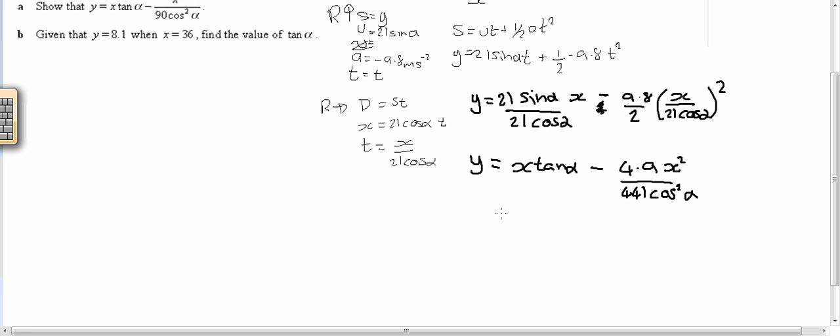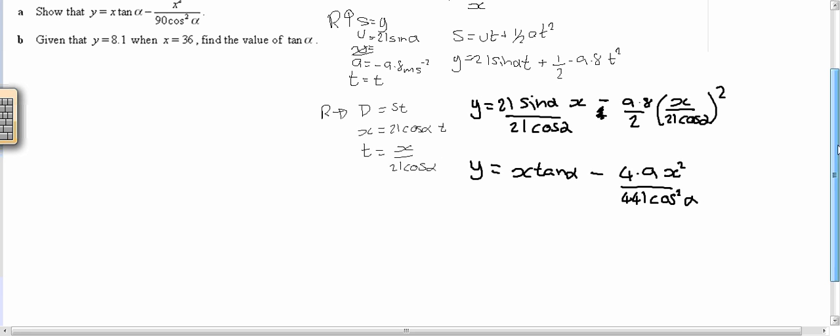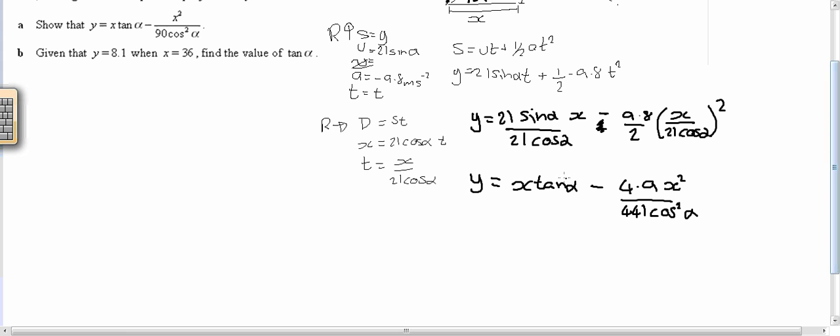It's beginning to look a little bit like what we've got to show, which is at the top there. So we've got y equals x tan alpha minus 4.9 divided by 441. Well, that is 1 over 90. So we get x squared over 90 cos squared alpha. And that is part A.